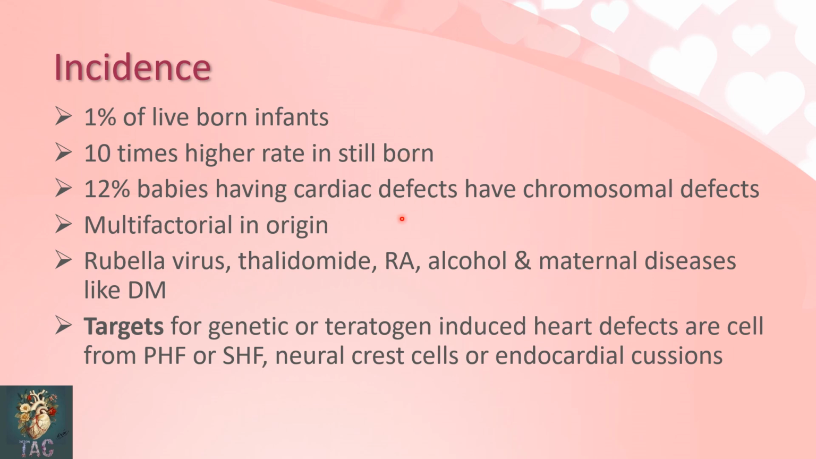12% of the babies having cardiac defects have chromosomal defects as well, and it is basically multifactorial in origin. Different factors like rubella virus, thalidomide, retinoic acid, alcohol, and maternal diseases like diabetes mellitus also play a role. The targets for the genetic or teratogen-induced heart defects are the cells from the primary heart field, the secondary heart field, the neural crest cells, and the endocardial cushions. So the cells present in these four locations are basically target cells for these genetic or teratogen-induced heart defects.